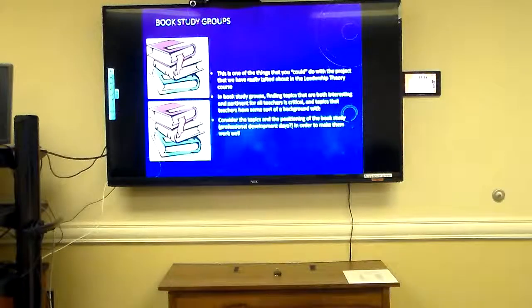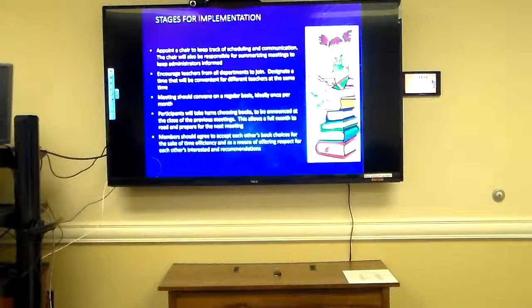I wanted it to be different, and I wanted to make it work well. So normally the chair picks ideas, they schedule it, they communicate it. Teachers from all departments join in. They pick a time that works well. Meetings are about once a month.